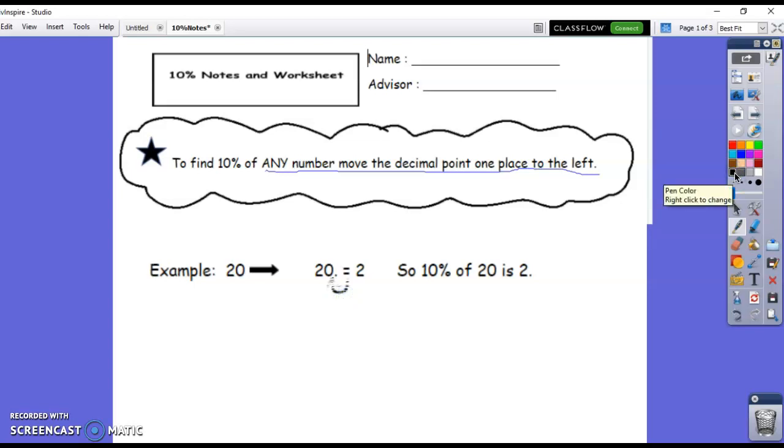So remember, if you have a whole number 20, the decimal point is at the end of the number. So it's after the 0, right? Kind of right there. So if you move it one place to the left, it's going to go in between your 2 and your 0. Okay, so it comes out to be 2. So 10% of 20 is 2.